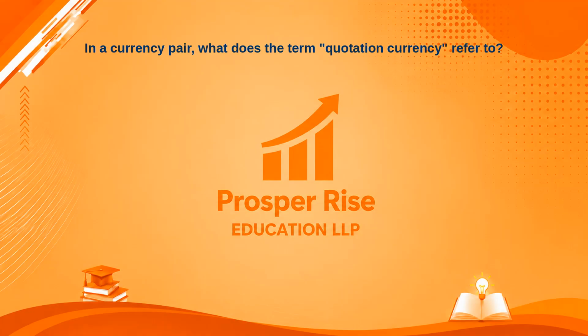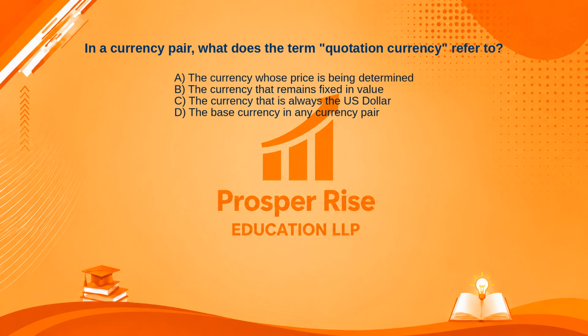In a currency pair, what does the term quotation currency refer to? Here are your options. A. The currency whose price is being determined. B. The currency that remains fixed in value. C. The currency that is always the US dollar. Or D. The base currency in any currency pair.